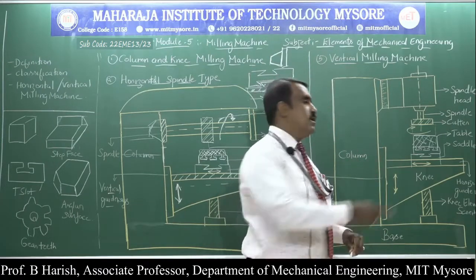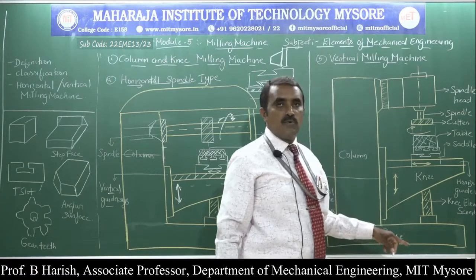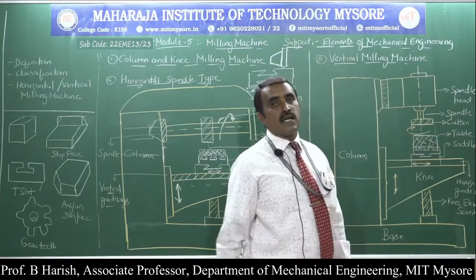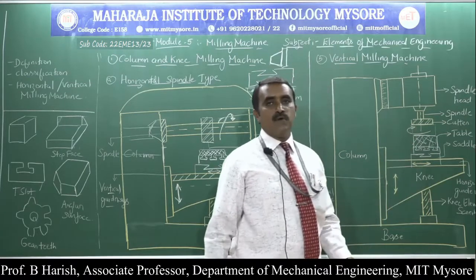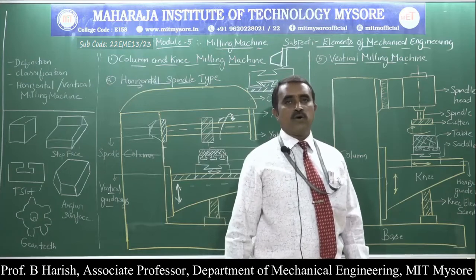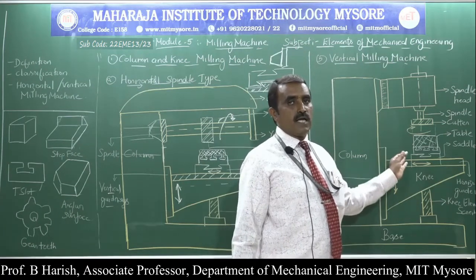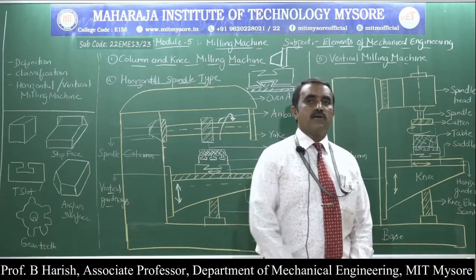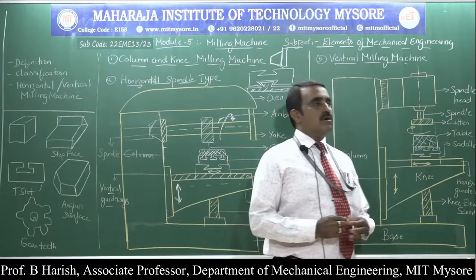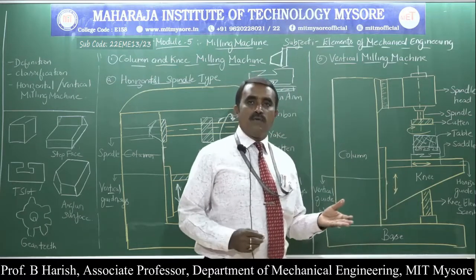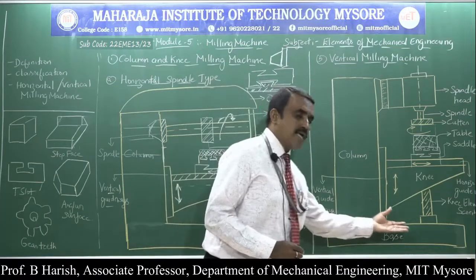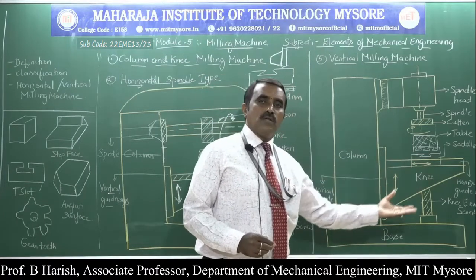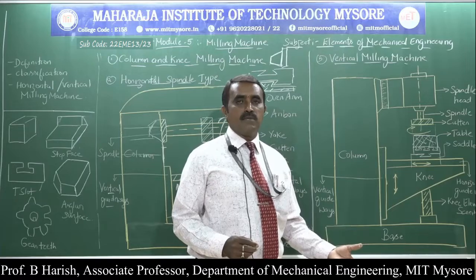Once we get the required surface, the table is moved back, the knee is moved downward, and once again for the next cycle of operation, I can use the same tool if the same operation is performed. If I want to generate a different surface, I can select a different type of tool and continue the same operation so that machining can be done on a given workpiece. This is how the working is done on a vertical milling machine: the functions of the individual parts, and how the operation is done.